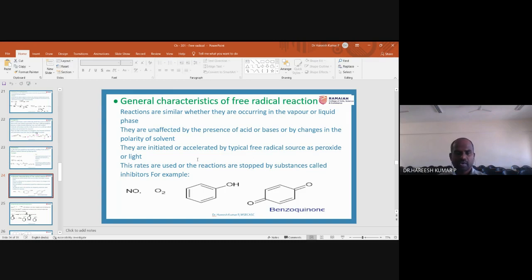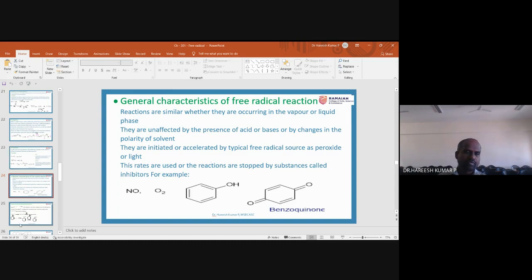NO is an inhibitor, so it will inhibit the free radical reaction. Oxygen is an inhibitor. Phenol is an inhibitor. Benzoquinone also acts as a free radical inhibitor. So by using a free radical inhibitor, one can stop the free radical reaction. Inhibitors are the substances which stop the free radical reaction.